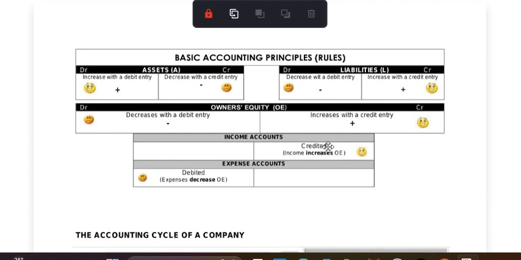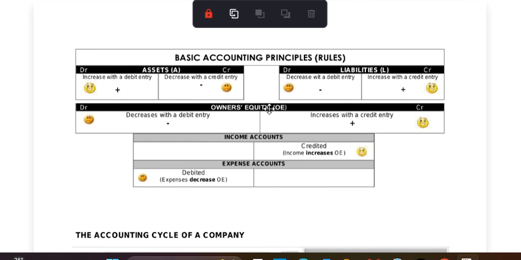So, some basic accounting rules to remember. Your assets increase with the debit entry and decrease with the credit entry. Your liabilities are the opposite. They decrease with the debit entry and increase with the credit entry. And then owner's equity decreases with debit entry and increases with the credit entry.